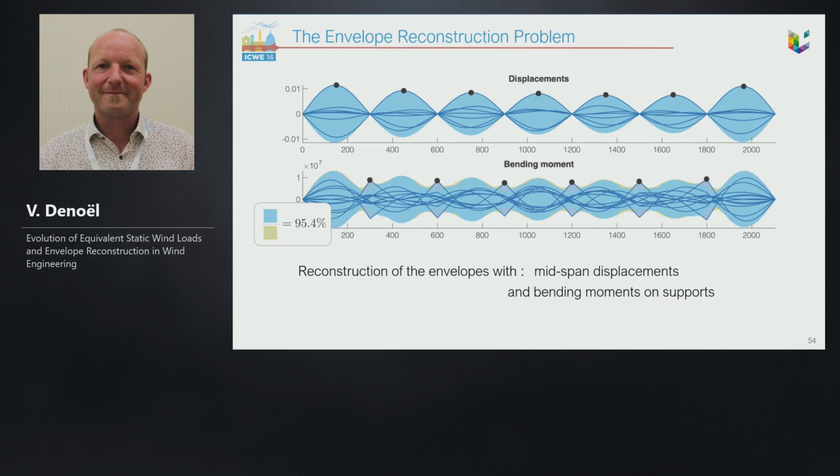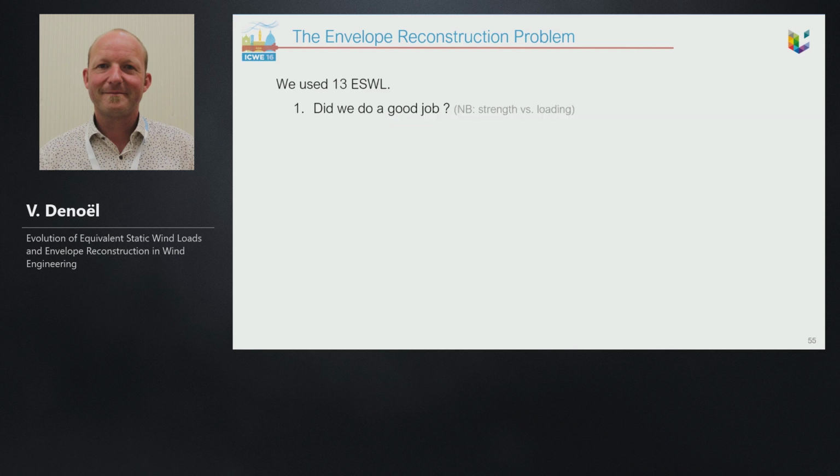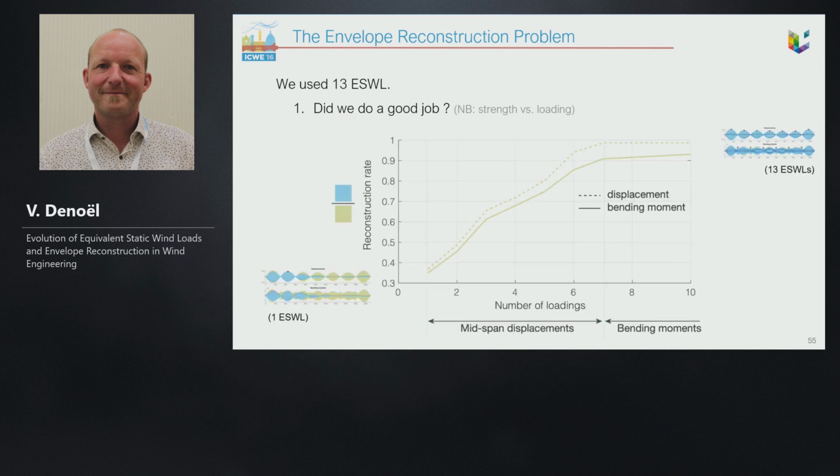If you decide to also add the six bending moments on the supports, this is what you would reconstruct. And from 91%, now we go to 95.4. So did we do a good job? We used 13 equivalent static wind loads. I think it's fair to wonder whether or not we did a good job.